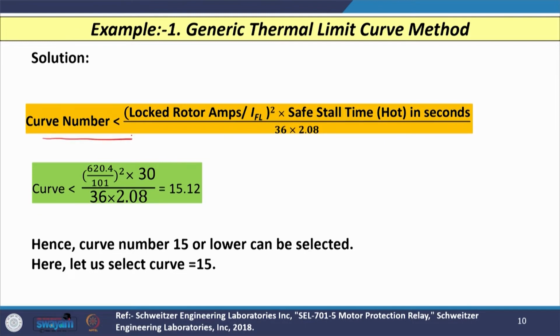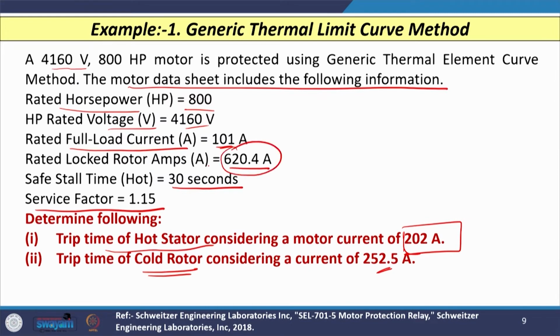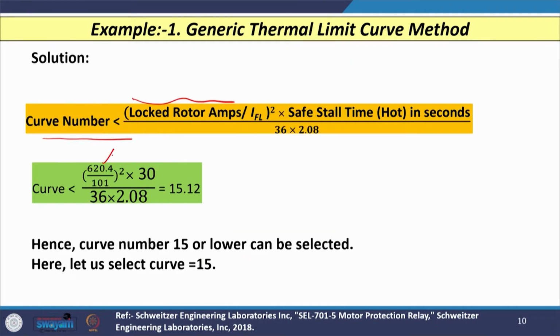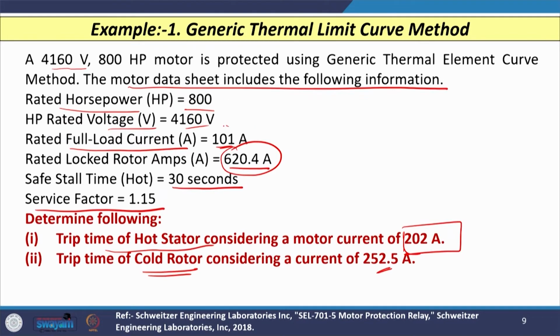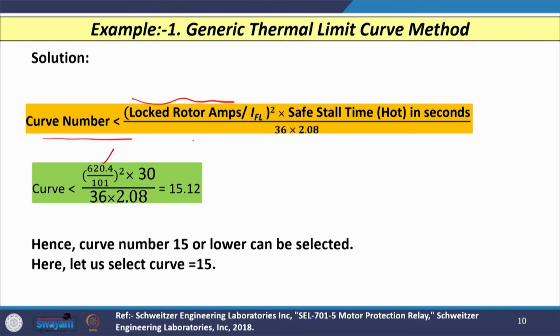We have already discussed that the curve number is less than locked rotor amps by full load current, squared, into safe stall time, divided by a few constants. Here the locked rotor amps is given as 620.4, so I have put that, the full load current of the motor is 101 ampere, and the safe stall time of the motor when running in hot condition is 30 seconds. Using these, we get a curve number less than 15.12.